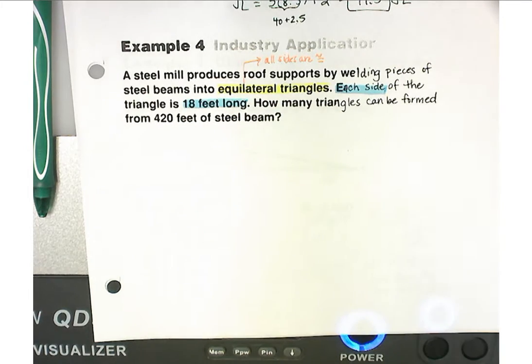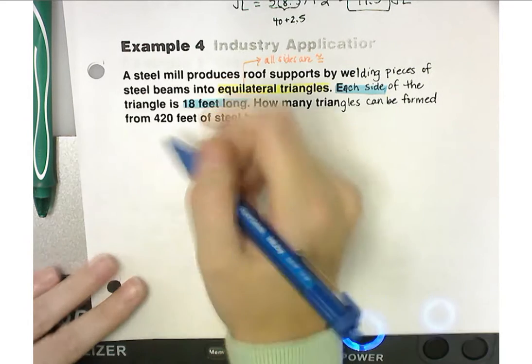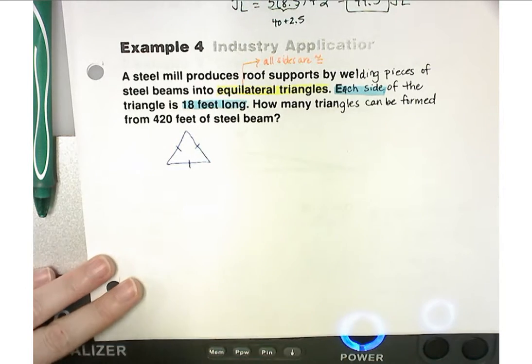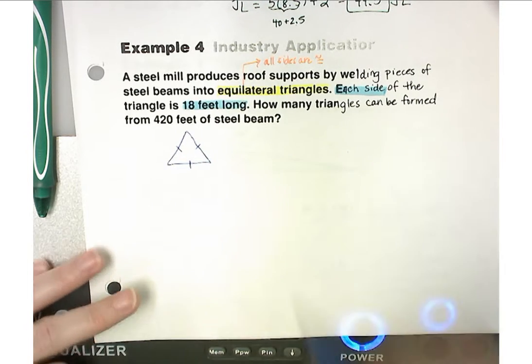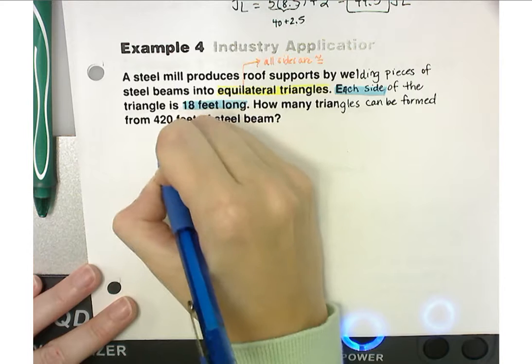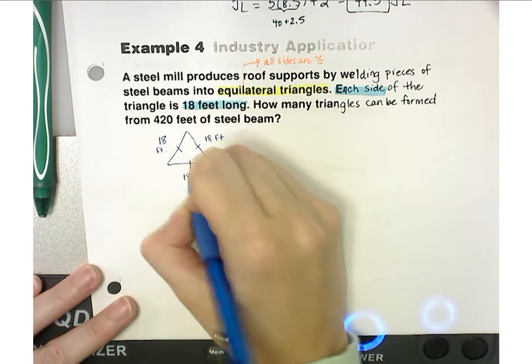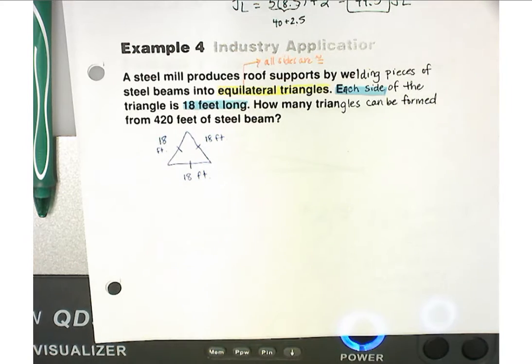So what I would do is I would start to draw a picture. So I know it's equilateral, so all of these are the same. Each side is 18 feet, so I can label, all right, this is 18 feet, this is 18 feet. And anytime you have your units given, you are going to include those in your final answer.